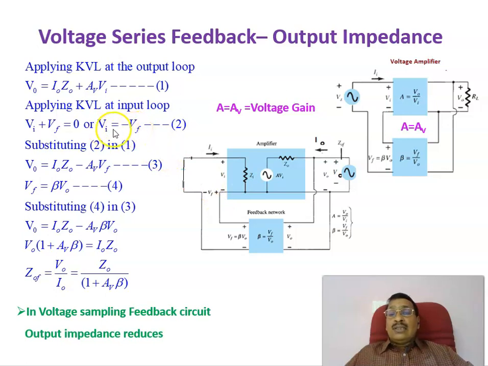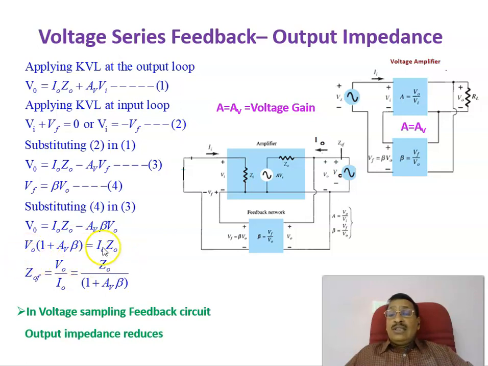Now substituting this Vi in this equation as Vf, we will be getting V0 equal to I0 into Z0 minus AV into Vf. Now coming to Vf, what is Vf? This voltage Vf is given by beta times V0. Substituting that for Vf here, beta times V0, we will be getting the output voltage V0 equal to I0 Z0 minus AV into beta times V0, or grouping the V0 terms here, V0 into 1 plus AV into beta equal to I0 into Z0.